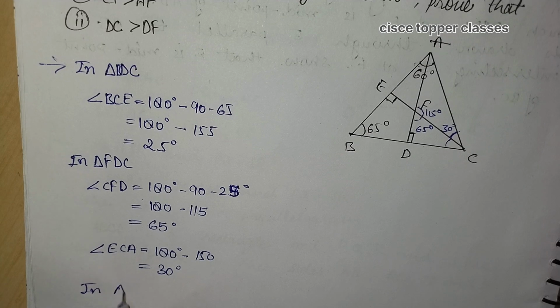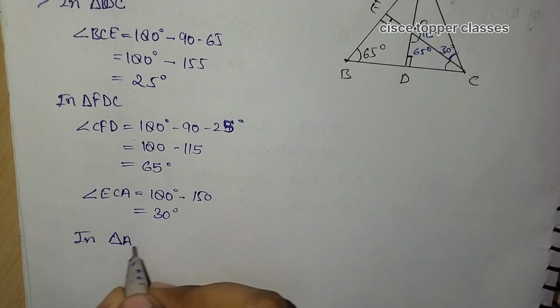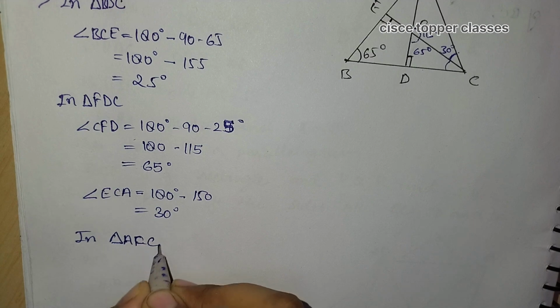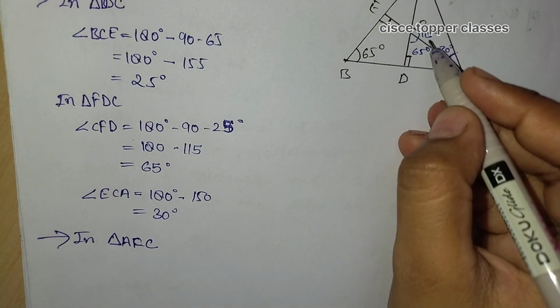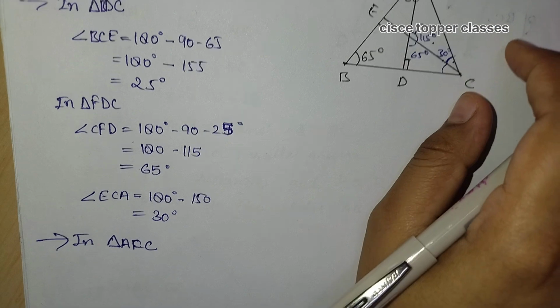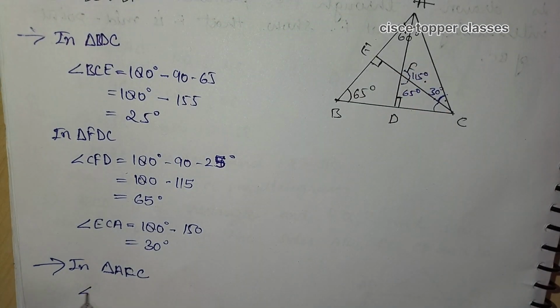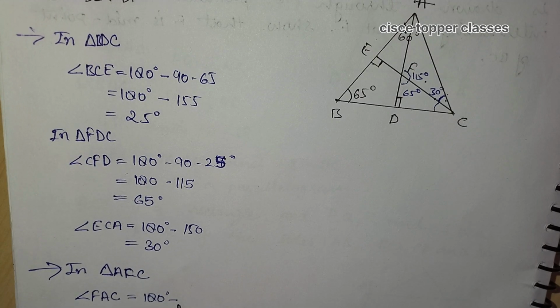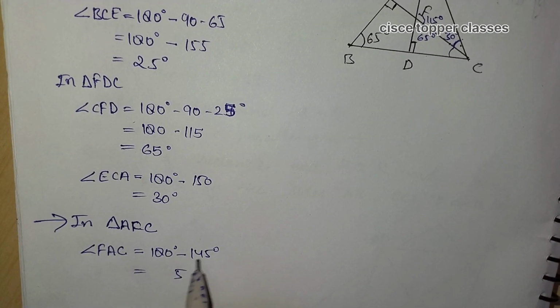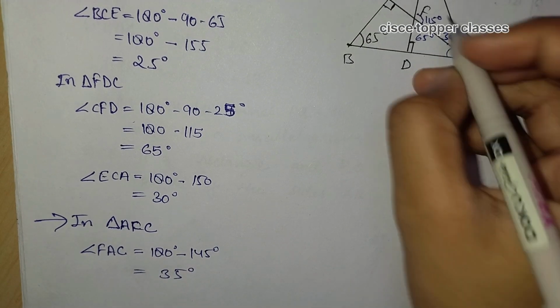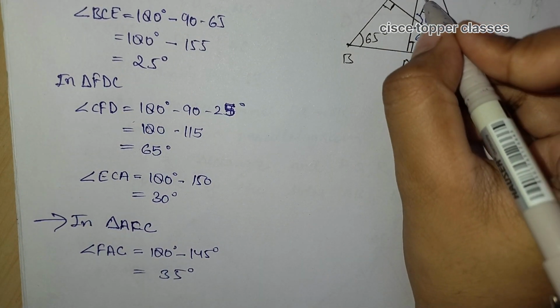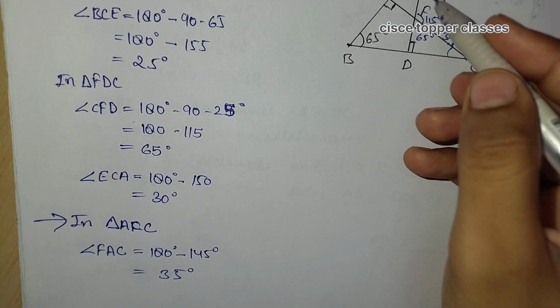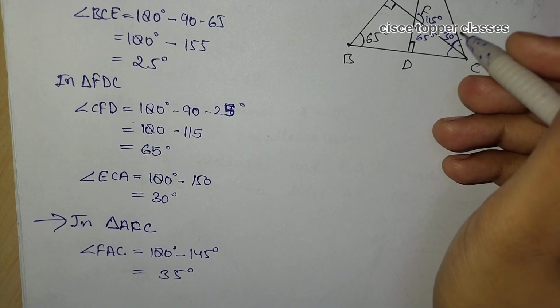Then we have to find the value of angle FAC. So in triangle AFC, we can write that this angle is 115, this is 30, and we have to find angle FAC. So angle FAC from here we can simply write as 180 degree minus 145. So it will be 35 degree. So here we will get this angle as 35 degree, and this is 30 degree.